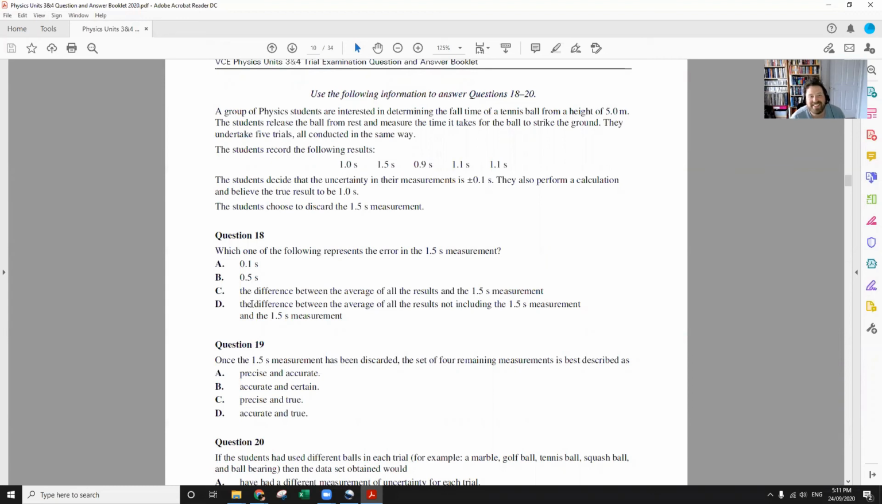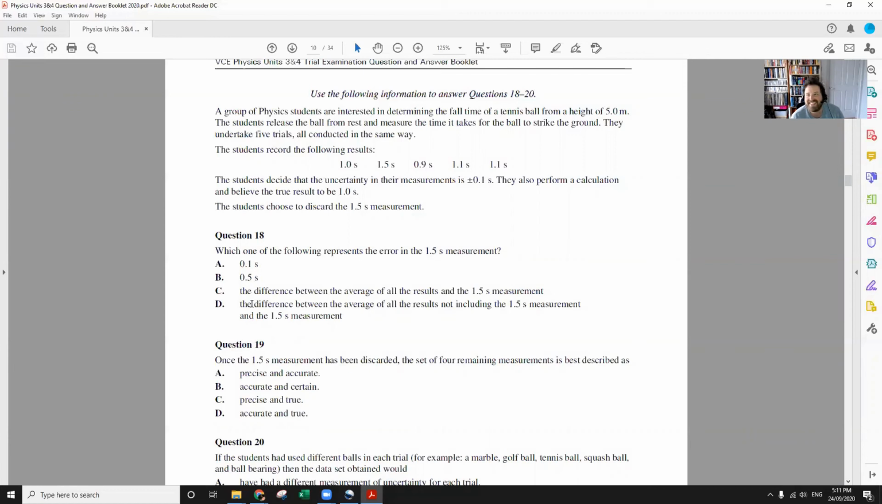So a group of physics students are interested in determining the fall time of a tennis ball from a height of 5 meters. The students release the ball from rest and measure the time it takes for the ball to strike the ground. They undertake 5 trials, all conducted in the same way. The students record these results, and they have an uncertainty on their measurements of 0.1 seconds. They also perform a calculation and believe that the true result is 1 second. The students choose to discard the 1.5 second measurement. Okay.